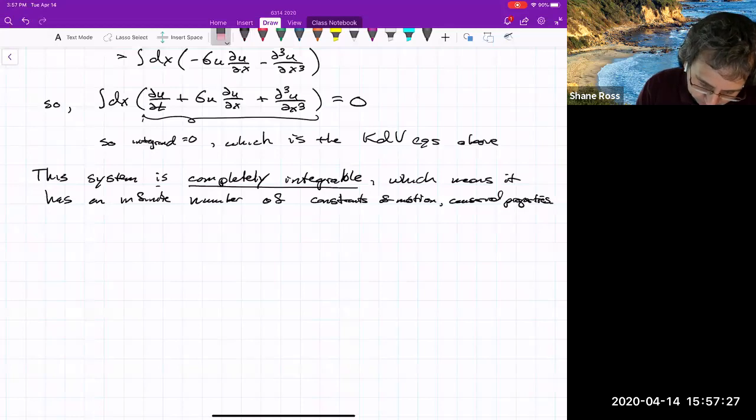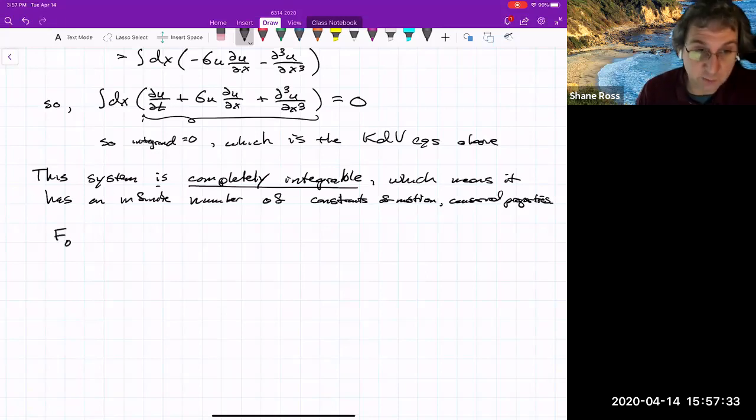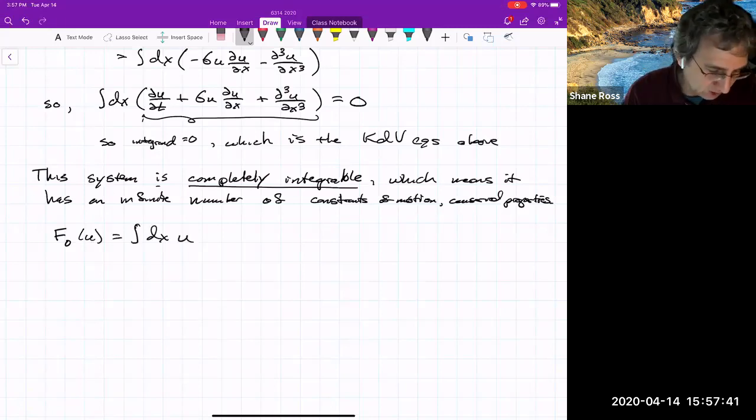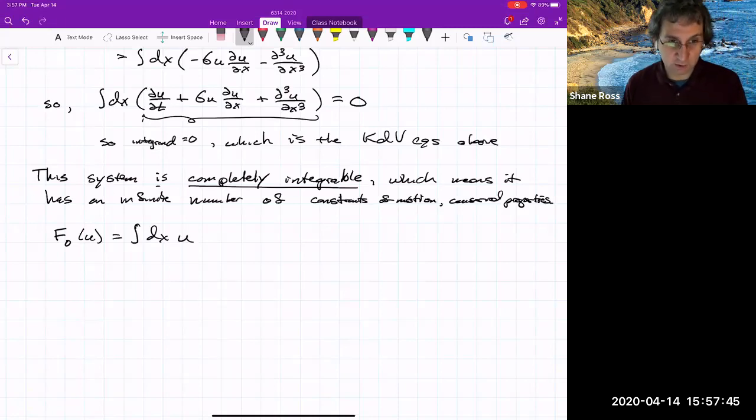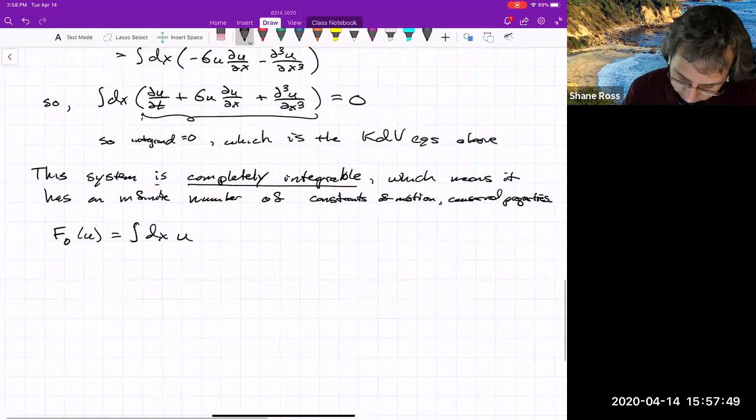Often they're written in a sequence. So here's the first one. We'll write it f sub 0. And this is just taking the integral over u, which is the same as total mass. So this is conserved. This integral is constant with time. It's the same as total mass conservation.